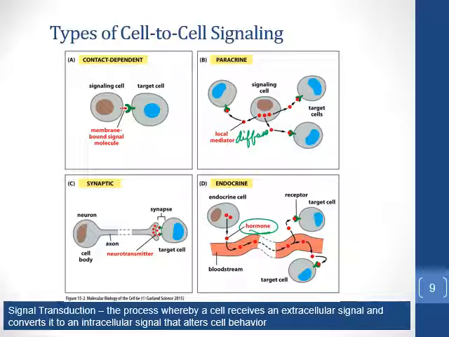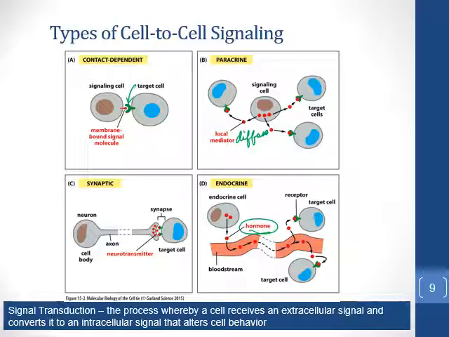Contact dependent means that the signaling molecule never even leaves the cell that makes it. The signaling cell in this case takes the signaling molecule and puts it in the membrane. The target cell in that case has to be right next to it. In other words, the target cell, as you can see here, has to have a receptor that can engage the signaling molecule, so they've got to be right next to each other.